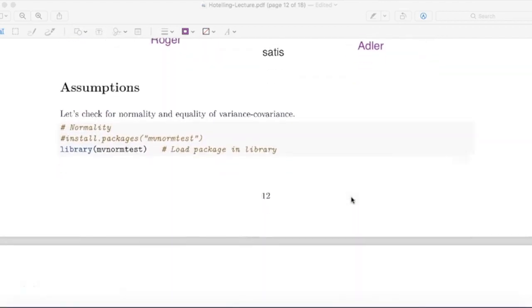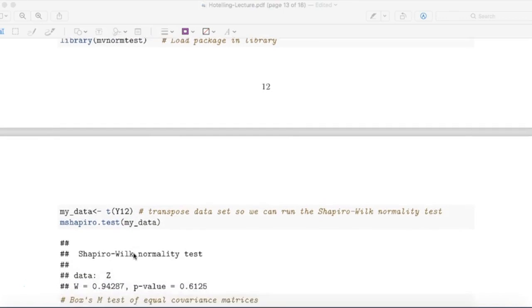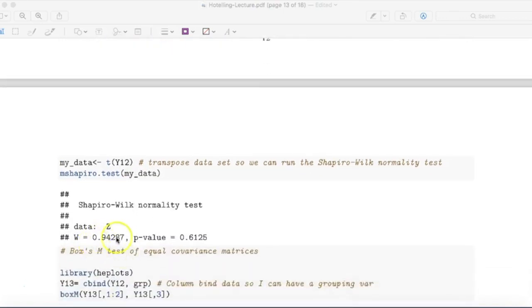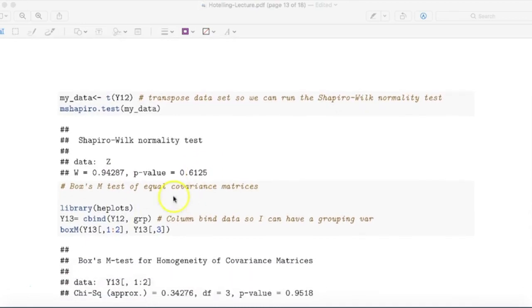I'm going to check the assumption of normality. I did the same thing we did before, same library. I transpose the data. I don't have to eliminate any columns here because I input it manually, and I already removed everything that I didn't need. I went ahead and did Shapiro-Wilk. I do not reject normality. Isn't that nice? Then I went ahead and checked the Box's M test.